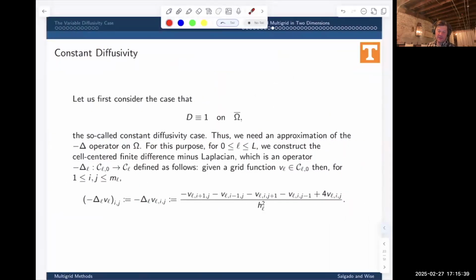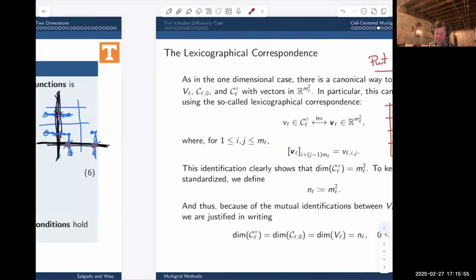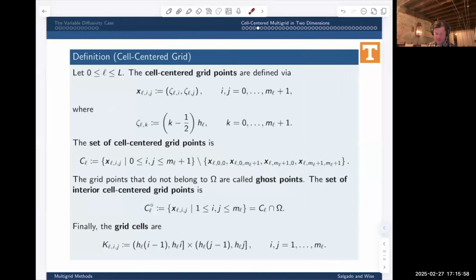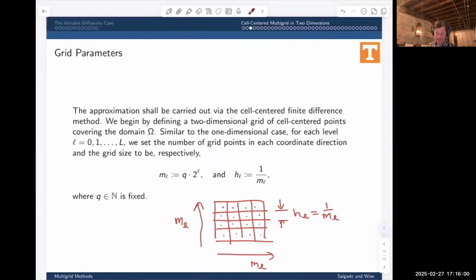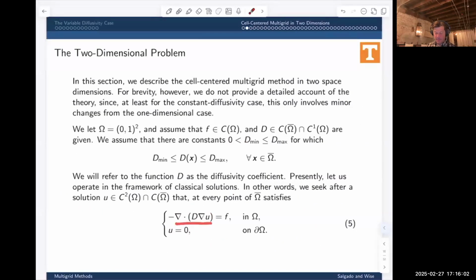Now let's first go over the case of constant diffusivity and then go into non-constant diffusivity. So what does the constant diffusivity case look like? Well, for the constant diffusivity case, I've got to approximate this operator. But if d is equal to 1, then this operator is just the minus Laplacian operator. So the approximation of that is fairly standard.